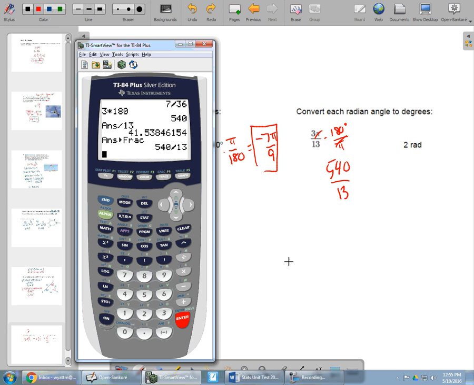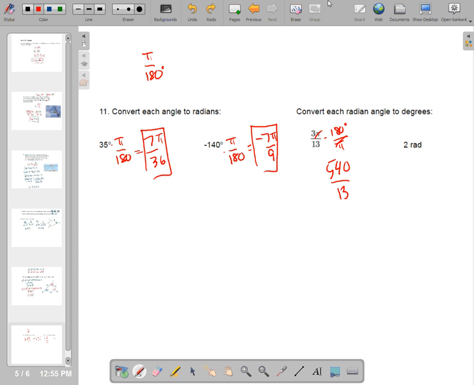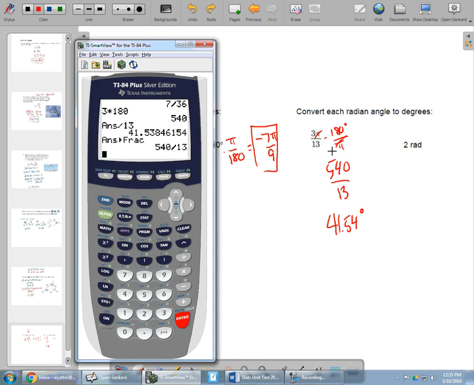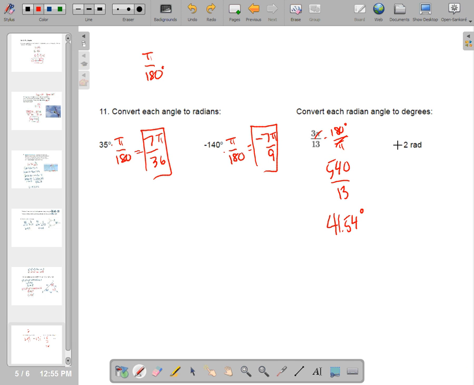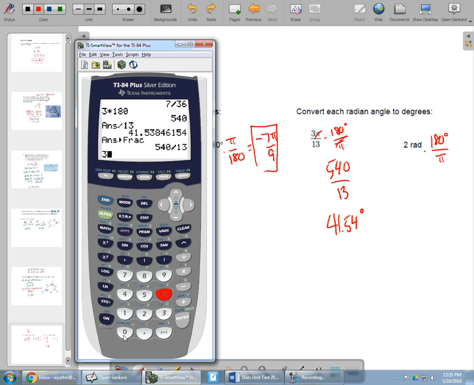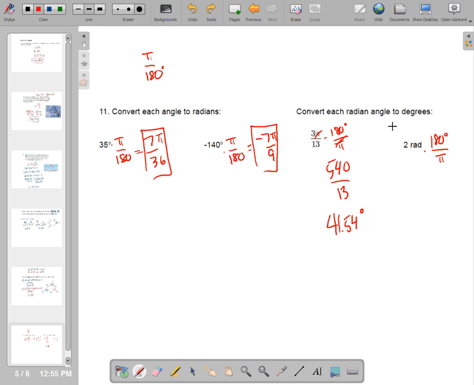Which is, as a decimal, about 41.54 degrees. Okay, so if you want the exact answer, it's 540 over 13, or you can round it to 41.54 degrees. 2 radians, normally when we talk about radians, we're talking about in terms of pi, but that's okay. You don't have to. You can just say this is 360 divided by pi, because 2 times 180. So 360 divided by pi is 114.59 degrees. And that's it for Unit 2.